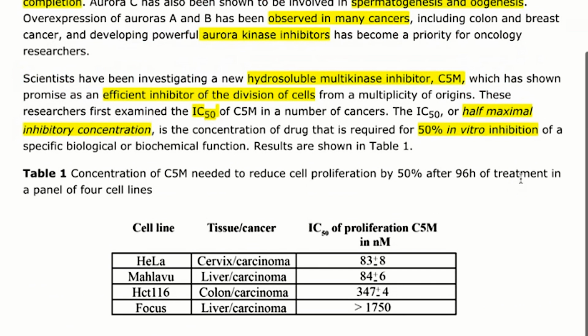So in that paragraph right above table 1, I see its promise as an efficient inhibitor of the division of cells from a multiplicity of origins. So just division of cells in general. It'll inhibit just division, period. And that tells me that a lot of cells could be affected by my C5M, not just cancer cells. So that's already on my mind, that it said multiplicity of origins. It said efficient inhibitor of division of cells. That seems like a broad spectrum ability of C5M. So I'm going to keep that in mind.